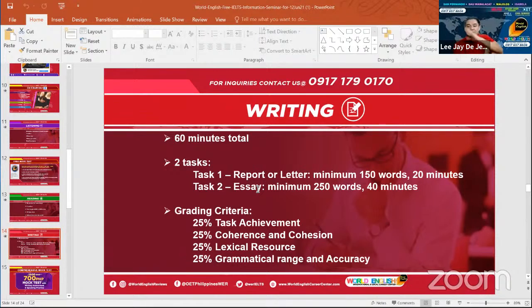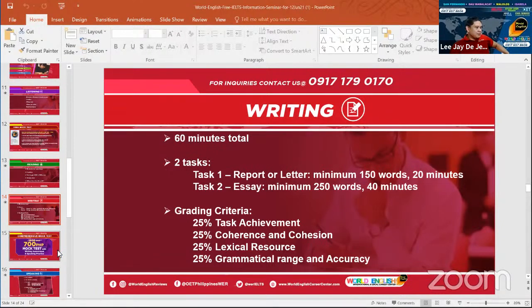Congratulations. However, even if you get 7 in task 1, kung yung task 2 mo naman 6.5 lang, then that's only 6.5. So make sure that you don't spend too much time on task 1 so that you have enough time to make your essay nice. So that's for the writing test. I'm not going to discuss the grading criteria. We don't need that right now.